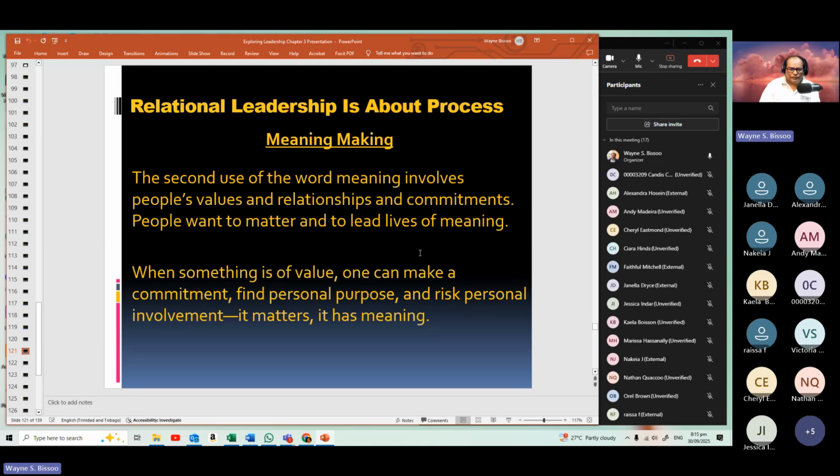Second use of the word meaning is that it involves people's values and relationships and commitments. People want to matter, to lead lives of meaning. So you're involved with a group and you're doing something. At the end of the day, you want to feel as if what you do is valuable to the world. It's not just valuable to a bunch of people who are shareholders making money, but it matters to everybody that what you do is positive, it's good, it's inherently good.